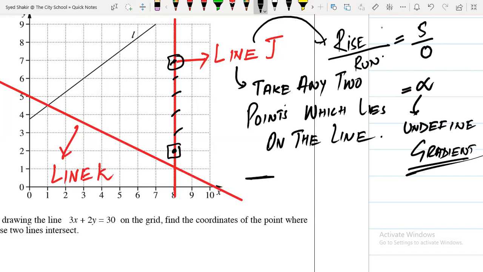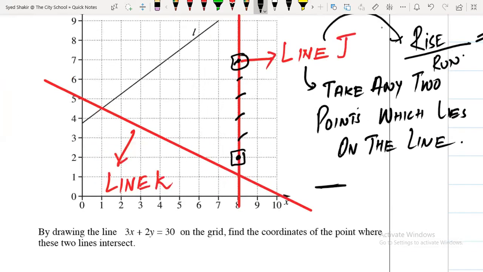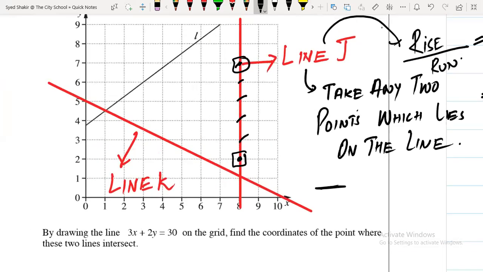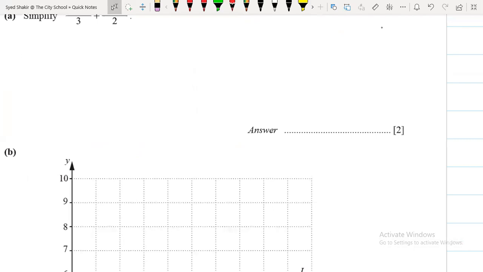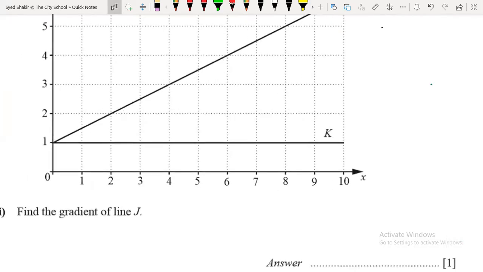Then we have the horizontal line. Let's take the horizontal line first, and then we will discuss the rising and falling line. Line K. Line K is the horizontal line. Now check how to find the gradient of a horizontal line. Again, you need to take any 2 points which lie on the line. It's up to you. There are so many points.